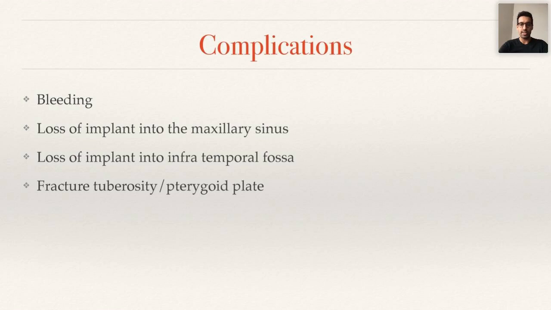Losing an implant into the maxillary sinus is a potential, and that's because I probably misjudged the amount of bone in the tuberosity region. The bone quality wasn't great, and probably my technique was incorrect. But hey-ho, complications happen. If you do something enough, you will come across them. It's just important to deal with them. What I do want to avoid at all costs is losing an implant to the infratemporal fossa.